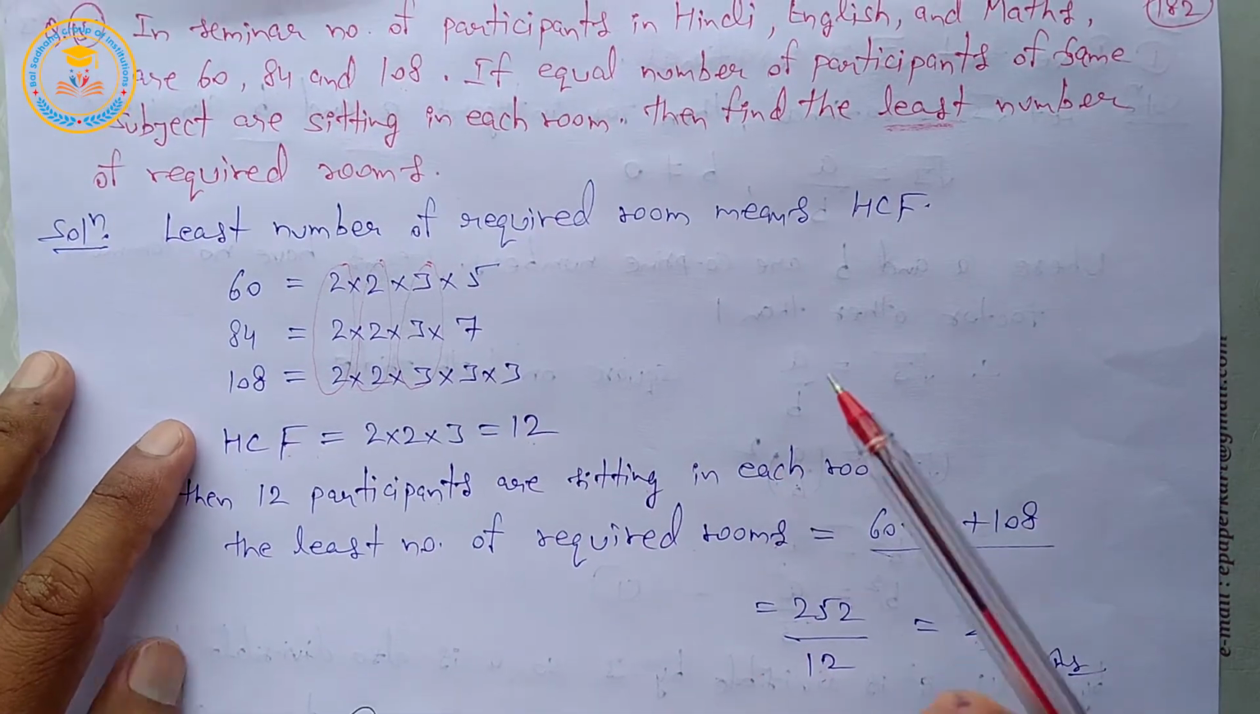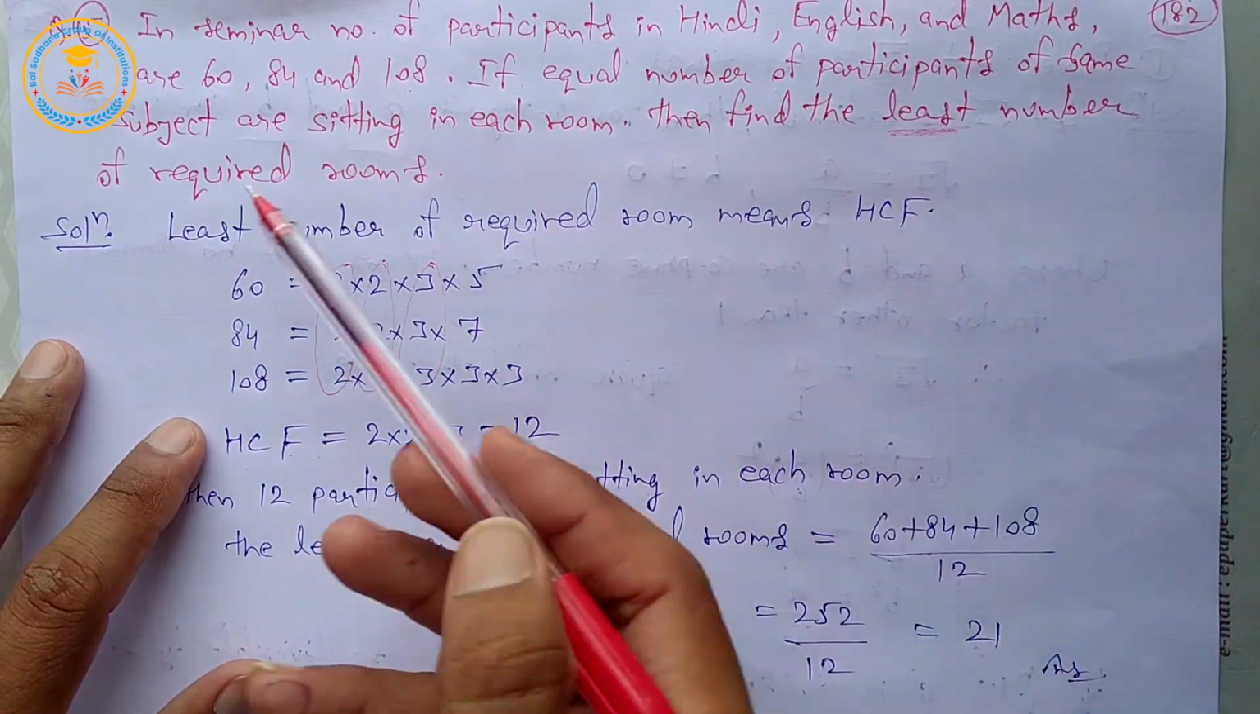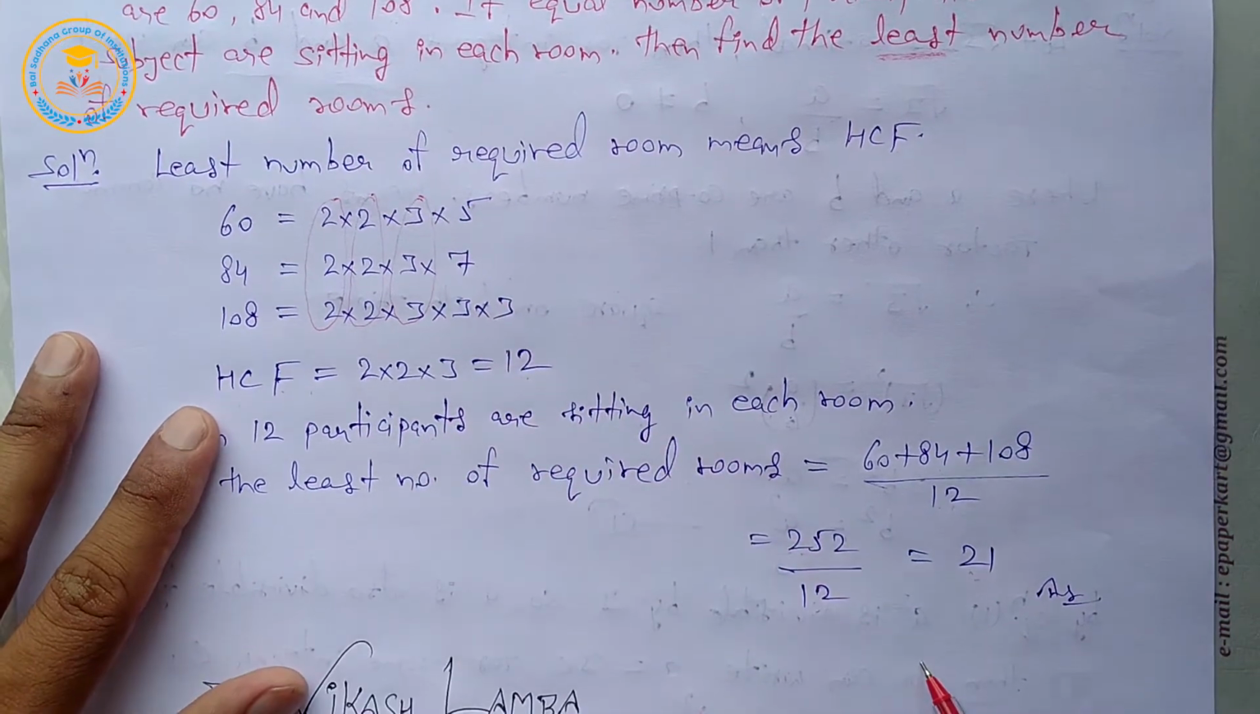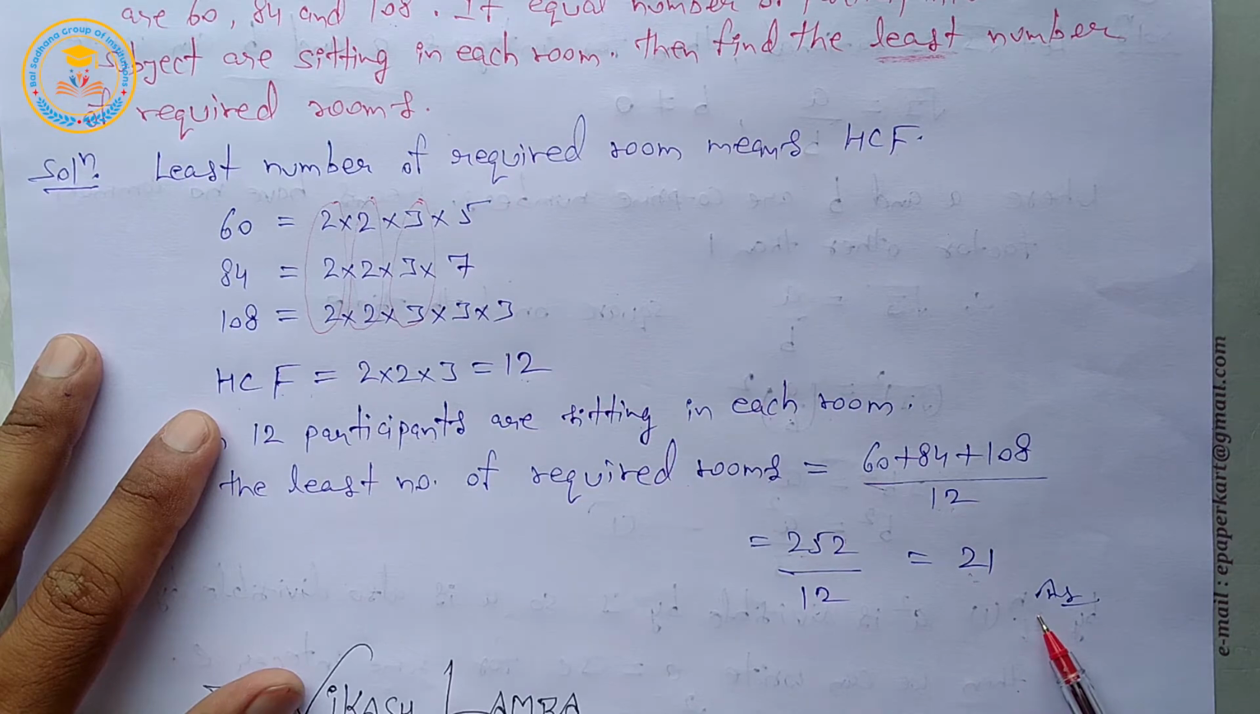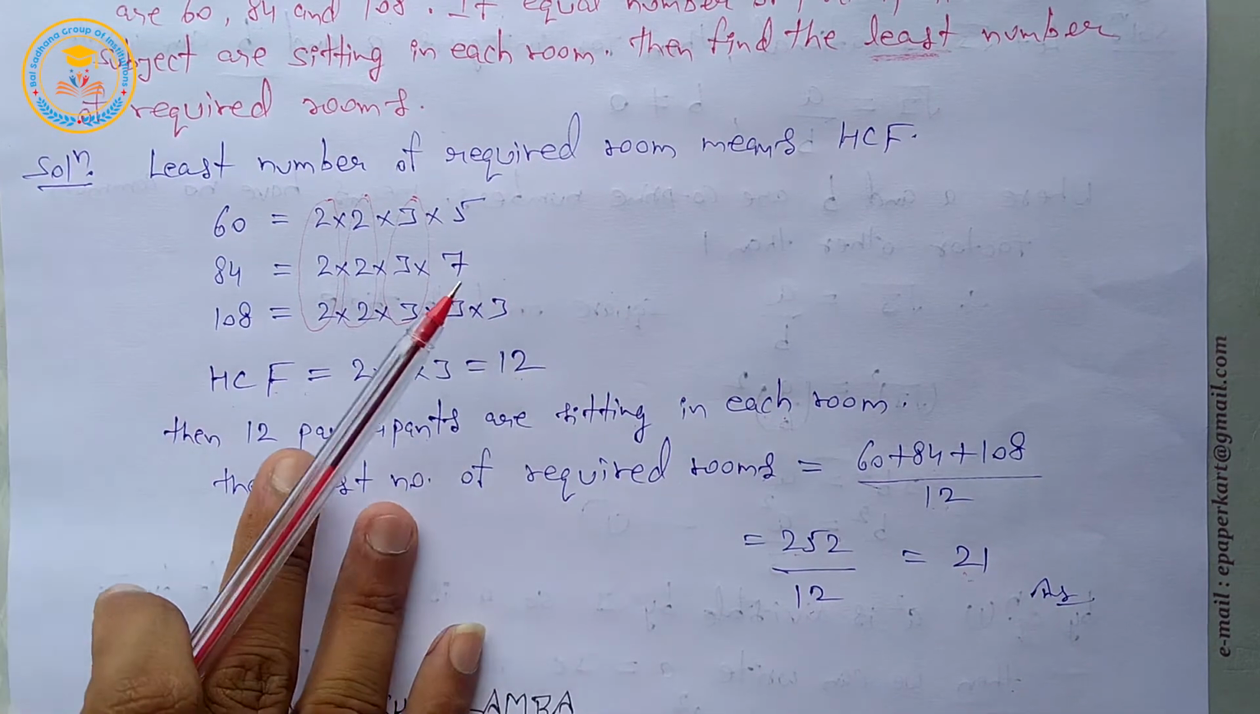So 21 is the answer. The least number of required rooms is 21. Okay, next question.